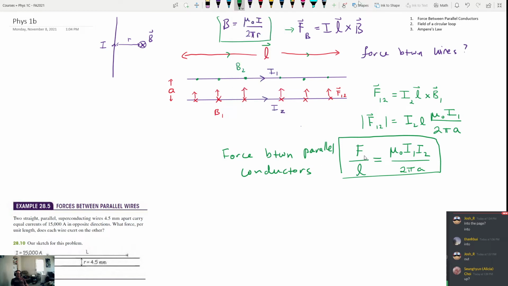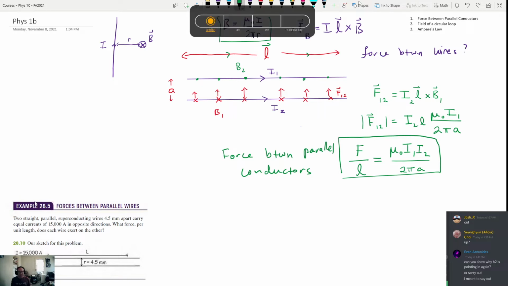So this is the force of wire 1 on wire 2. But due to Newton's third law, forces can't exist in isolation. Why is B2 pointing in again? Take your thumb and point it. Wait, B2's pointing out, Evan. B1 is in. Okay. B2's pointing out.